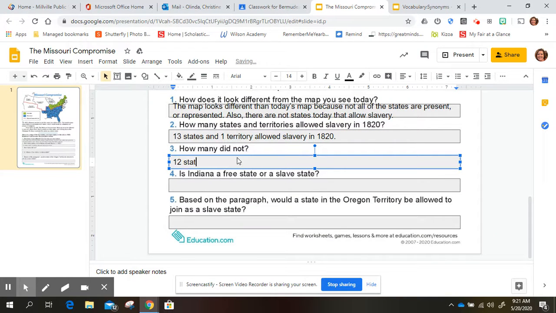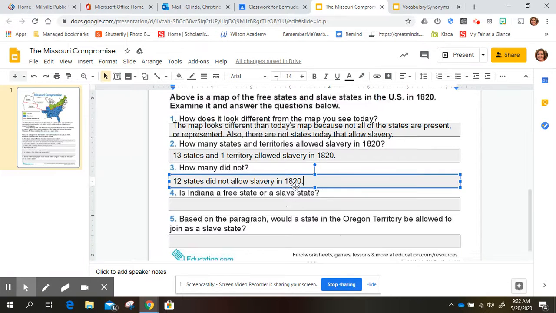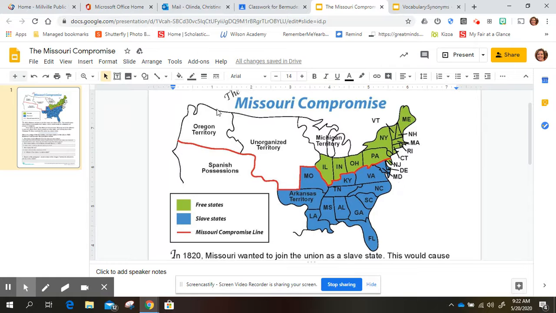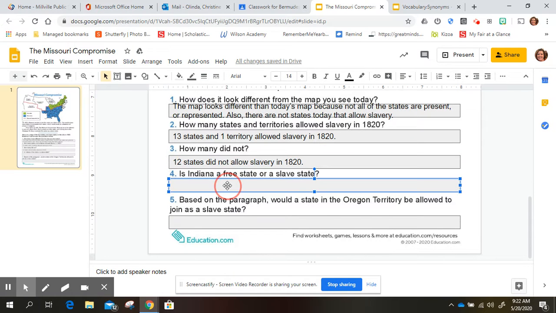So I would say 12 states did not allow slavery in 1820. Is Indiana a free state or a slave state? So now I need to look up on the map, and many of you might know where Indiana is, but this is Indiana, IN right here, and it's green, and the map key tells me that it was a free state. That means it did not allow slavery. So we would say Indiana was a free state.